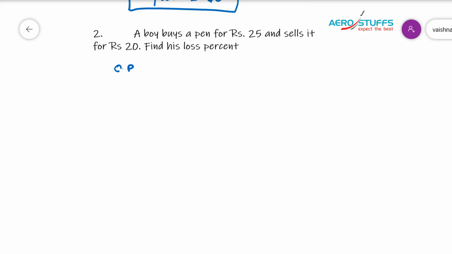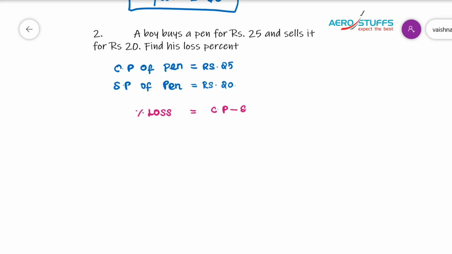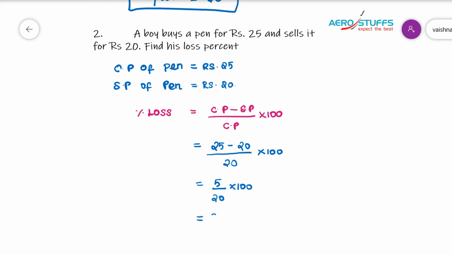Such an easy problem. And the same problem: a boy buys a pen for rupees 25 and he sells it for rupees 20. So the cost price and selling price. After seeing the cost price and selling price, we have calculated it as a loss, right? So the percentage loss is equal to cost price minus selling price divided by cost price into 100. This is the formula and you need to apply the values in the formula to get the answer. So 25 minus 20 by 25 into 100, that is 20 percent. So the percentage loss is 20.